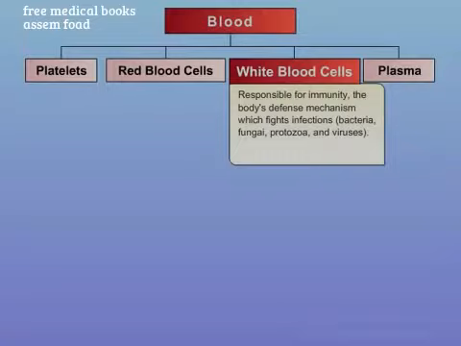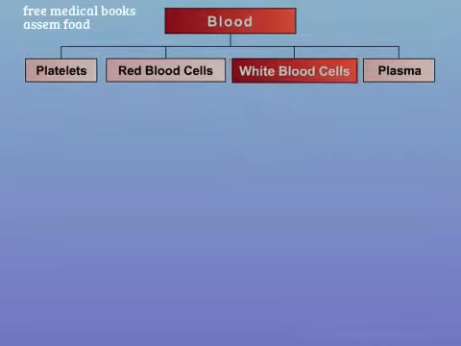The white blood cells are those which are directly responsible for fighting off infection, and they comprise a number of subsets. White blood cells are responsible for immunity, and they are responsible as well for the body's defense mechanisms that fight infections of a variety of different types. These include bacteria, fungi, protozoa, and viruses.